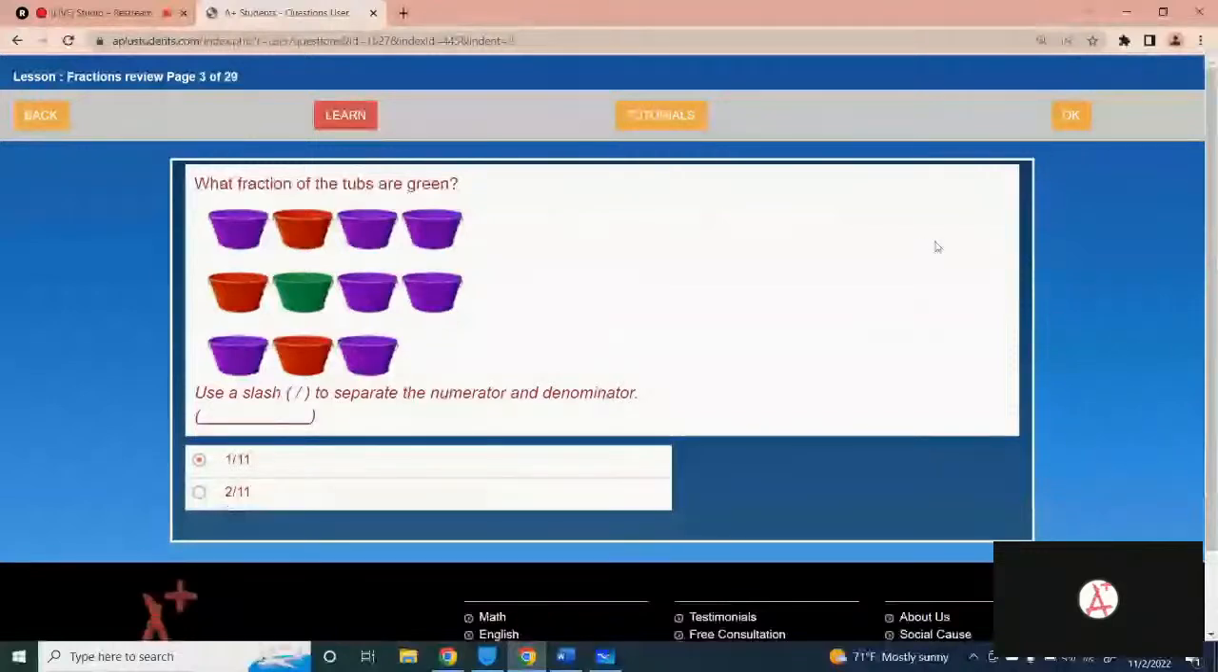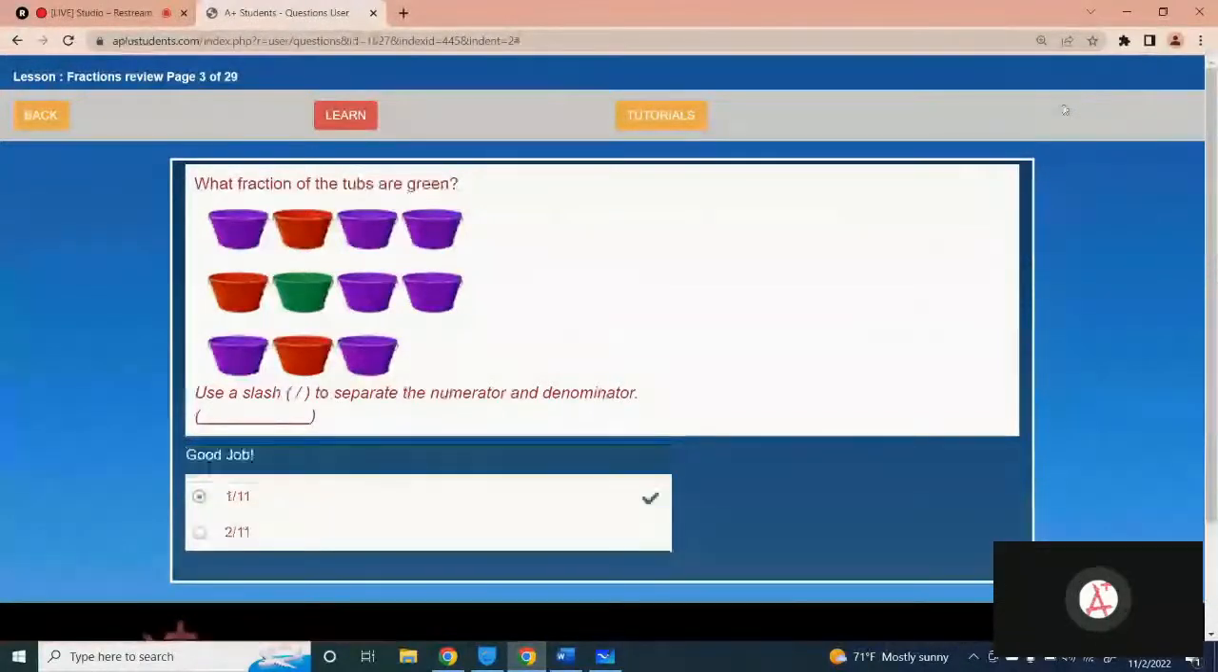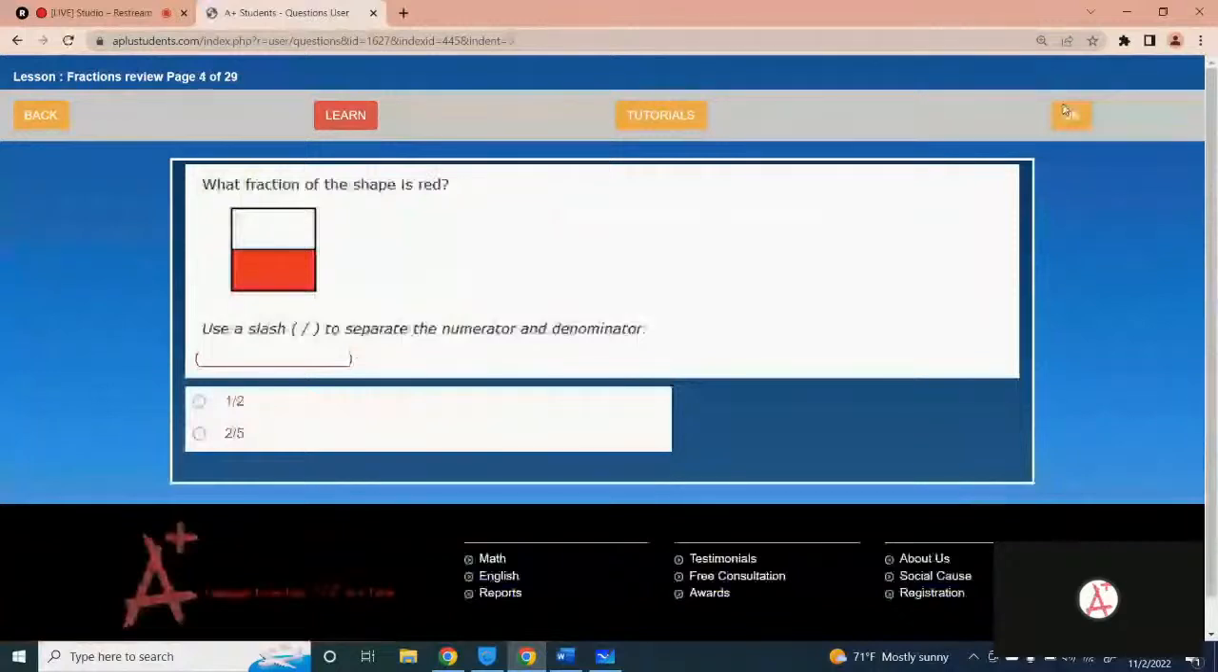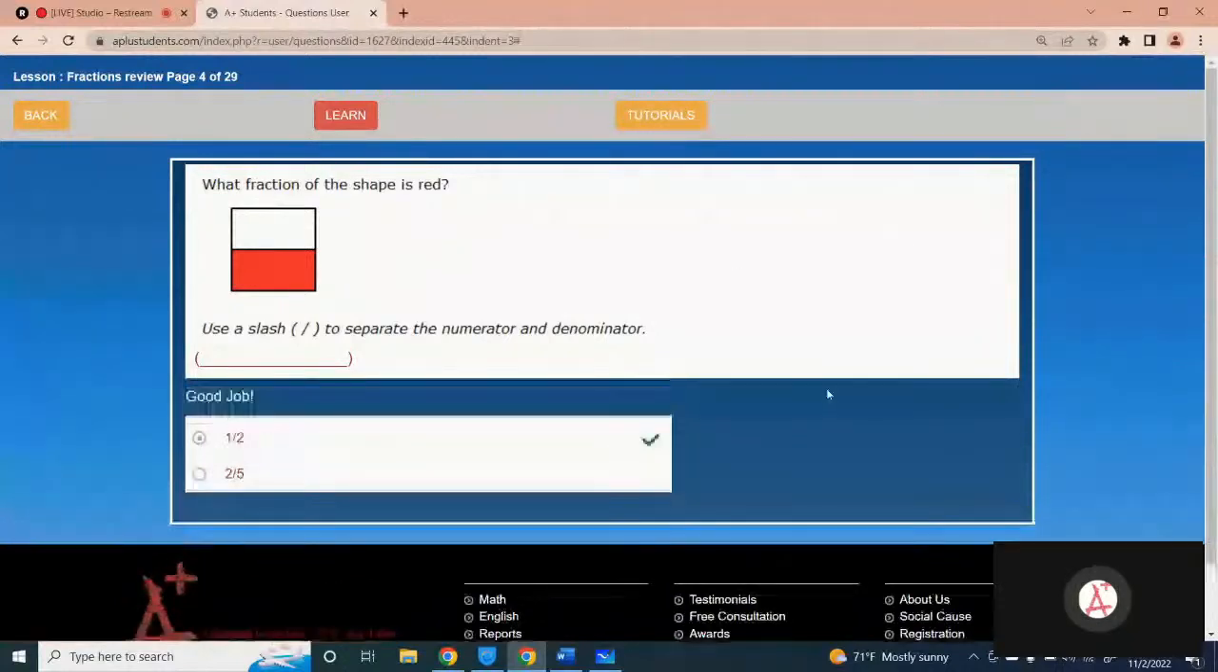Very good. It is 1 over 11. Okay, what fraction of the shape is red? So the red is 1 over 2. Very good. So out of the 2, just 1 is red. So it would be 1 over 2.